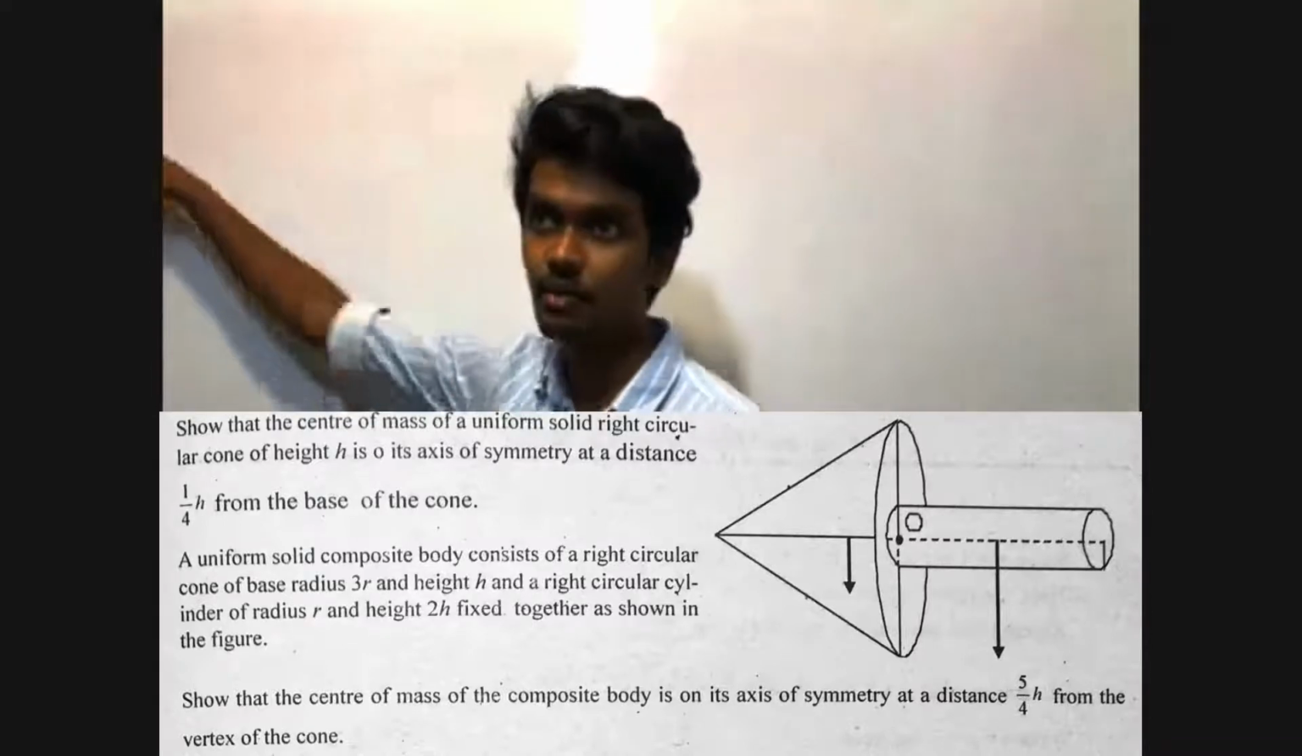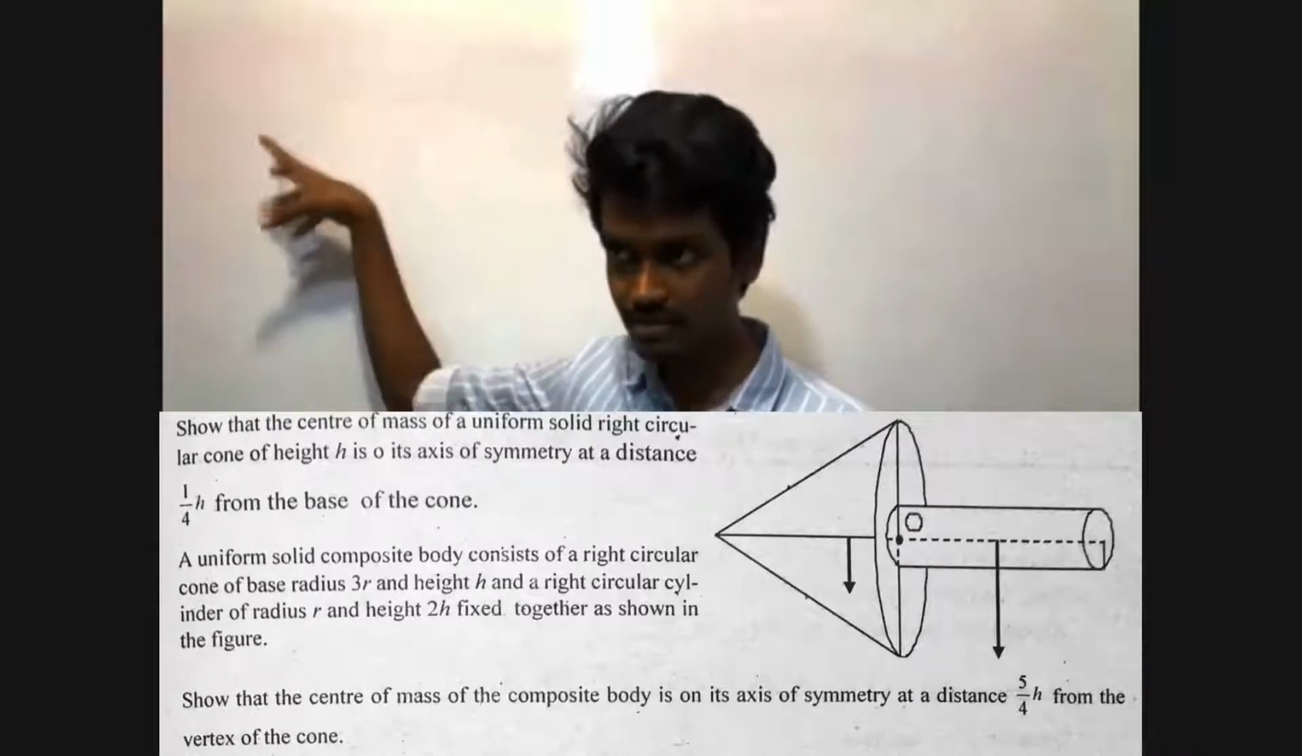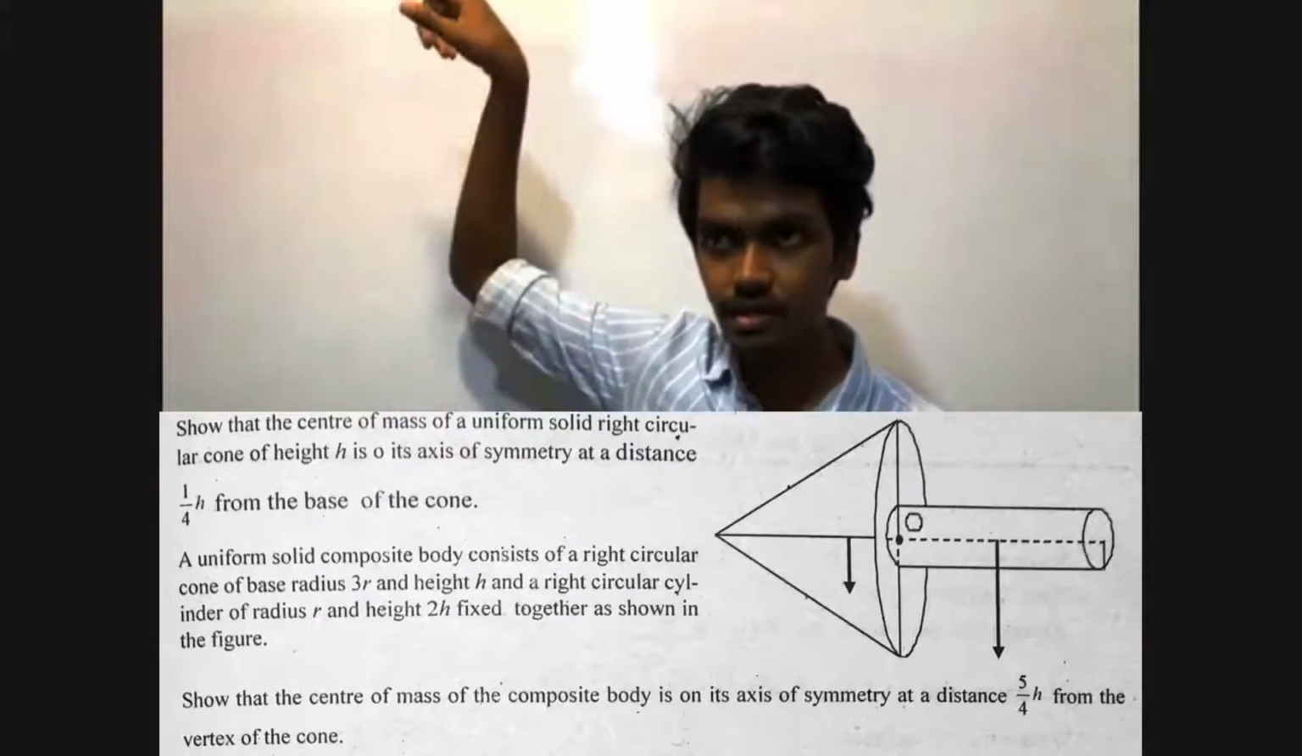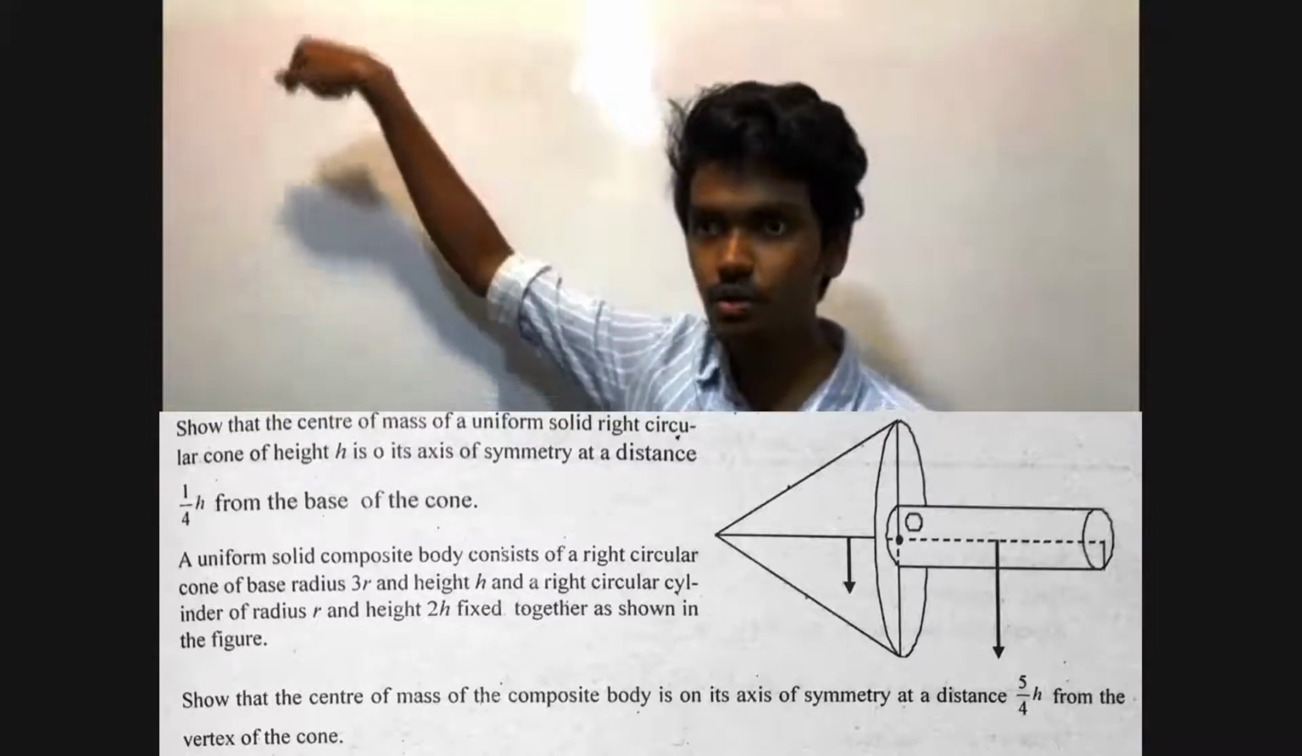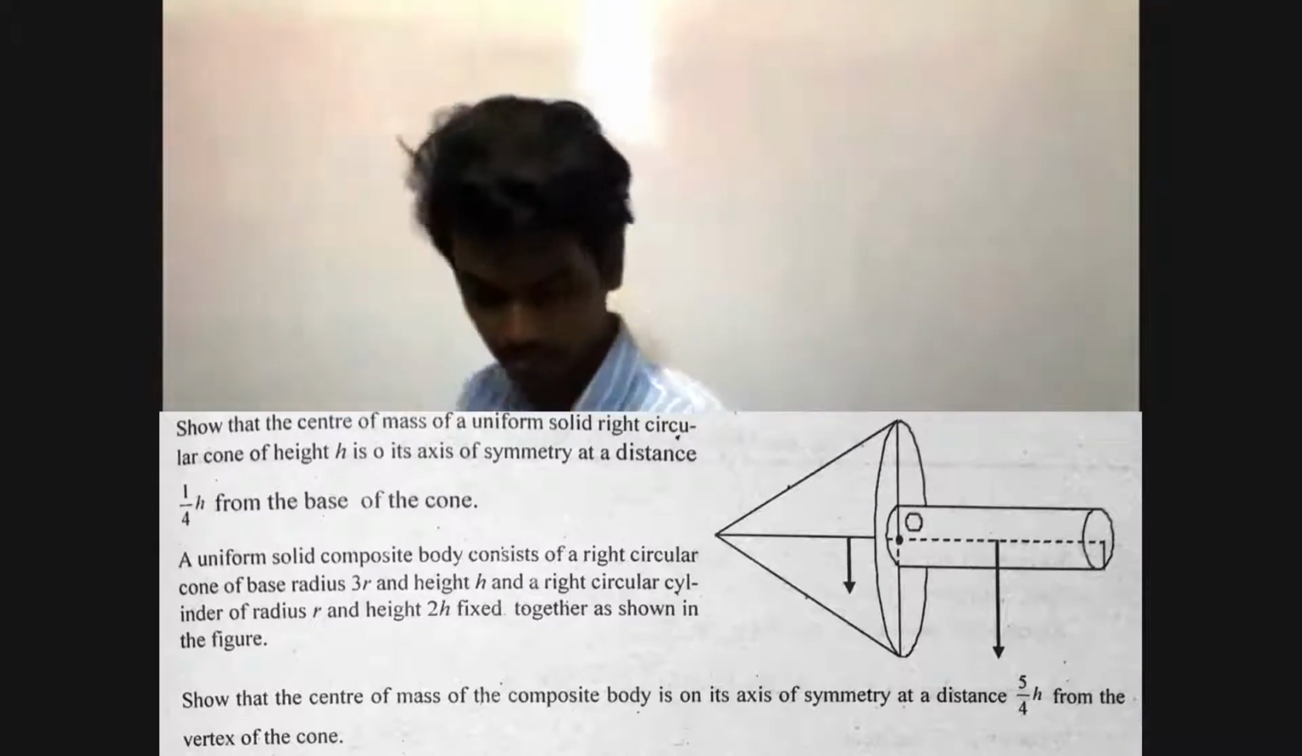In the x and y axis, we need to place the composite object such that the vertex of the cone coincides with the center.